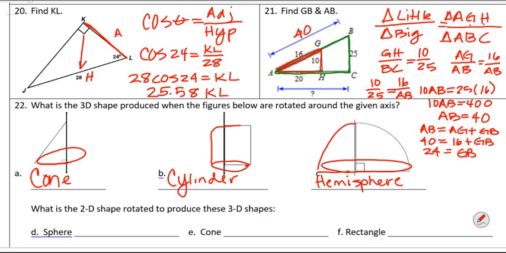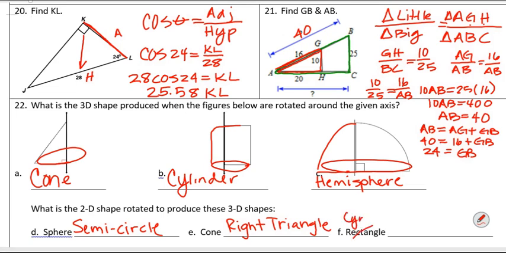So the last three here say, what is the 2D shape rotated to produce the 3D image? So what do we have to rotate to get a sphere? Basically this would have been a semicircle, right? Half a circle. And if you don't remember these, you need to go back and look at your notes. If we were trying to get a cone, we're going to talk about a right triangle. That's what had to be rotated. And then this should have actually said cylinder here, so I kind of gave it away. So what 3D shape? That was a cylinder. So what should have been rotated to get a cylinder was a rectangle.